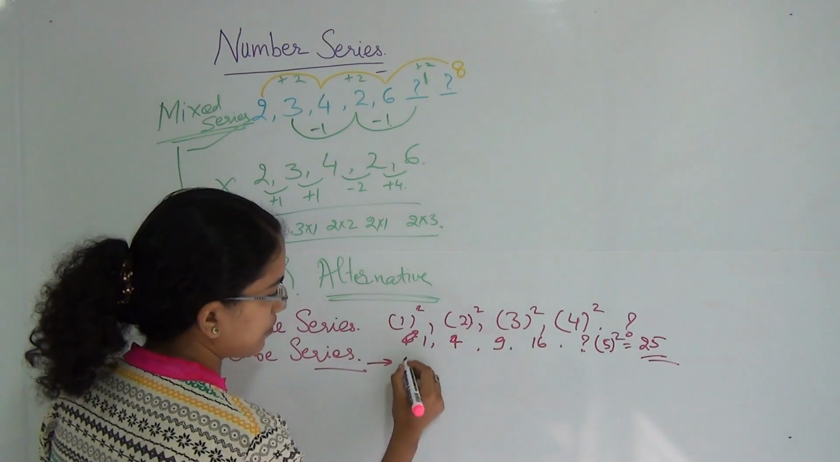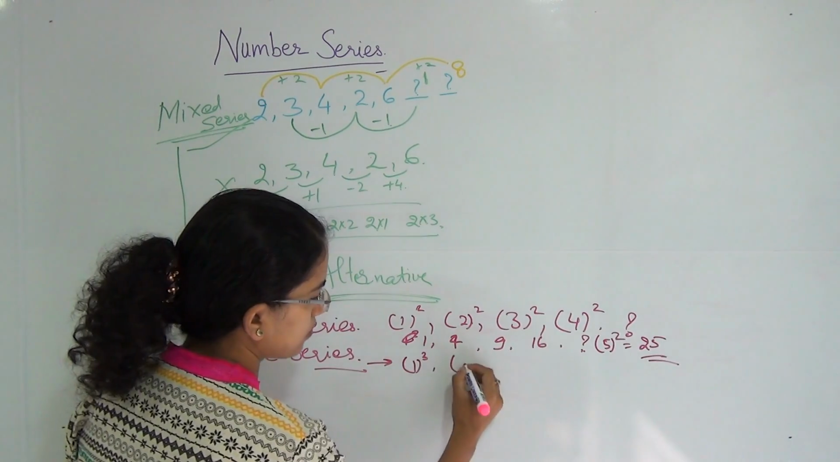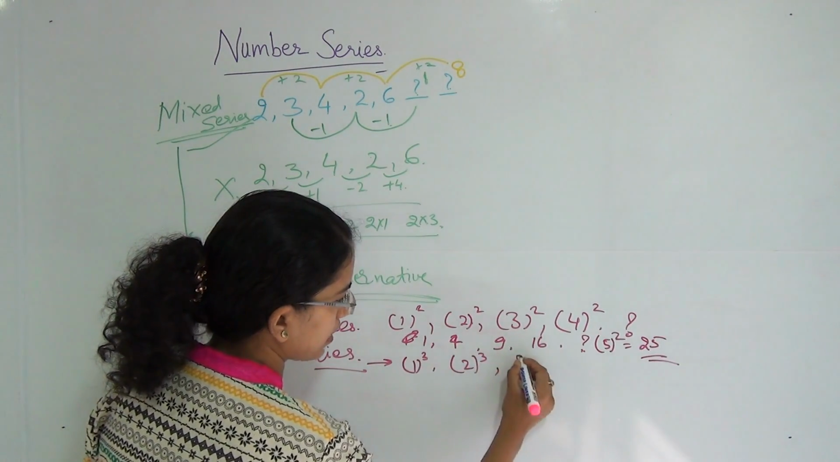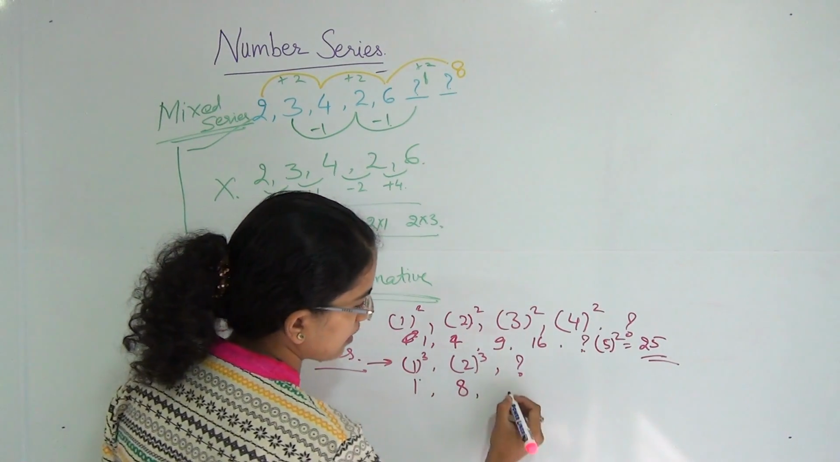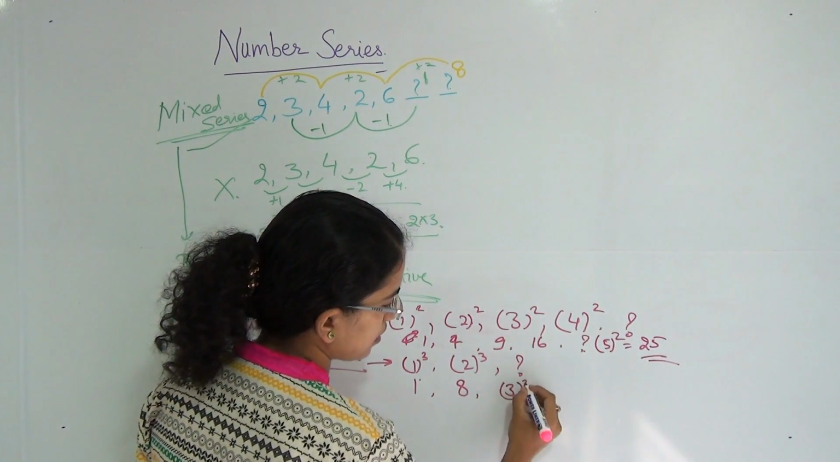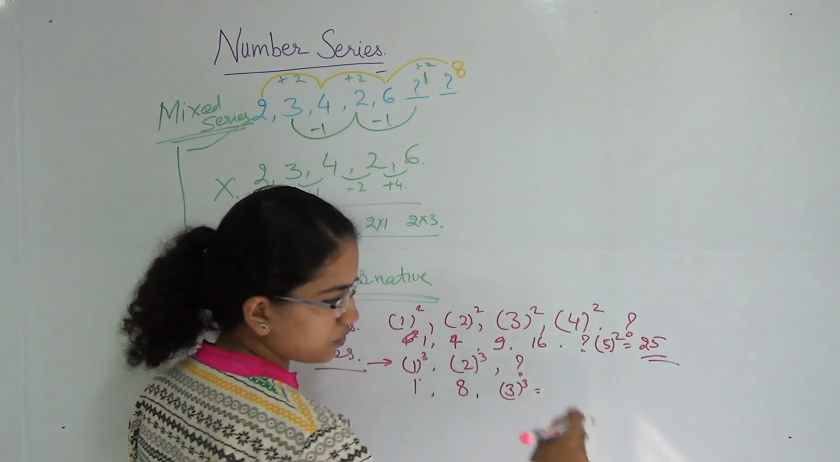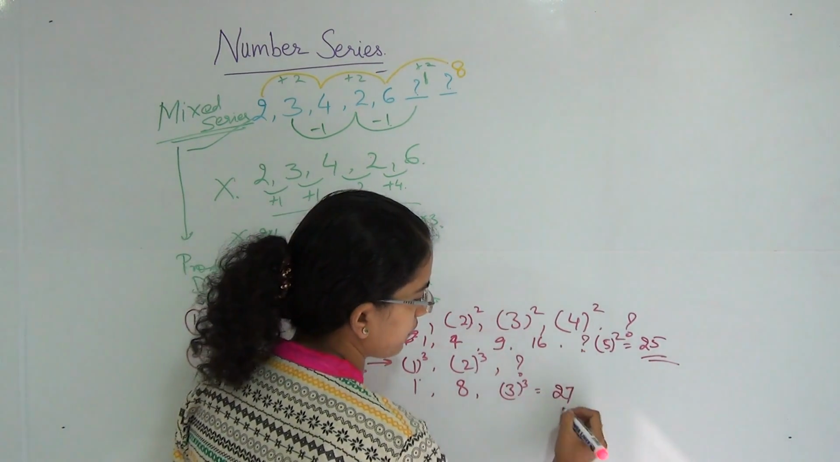The next series can be cube series, that is 1 cube, 2 cube, so it's 1, then you have 8, and then you would be having 3 cube, that is 3 into 3 into 3, that is 27.